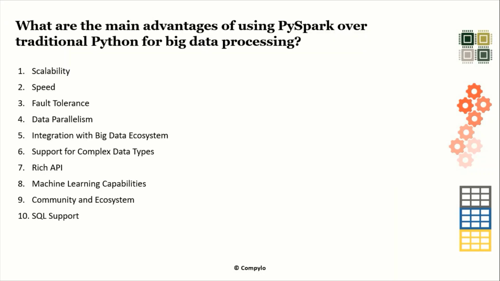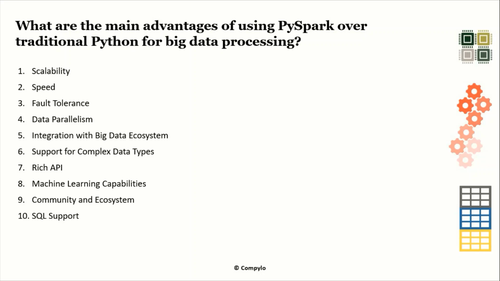What are the main advantages of using PySpark over traditional Python for big data processing? See, using PySpark for big data processing offers several key advantages over traditional Python. The first one is scalability. See, PySpark can handle large data sets across a distributed computing environment. It can scale from a single machine to thousands of nodes, making it suitable for big data applications.